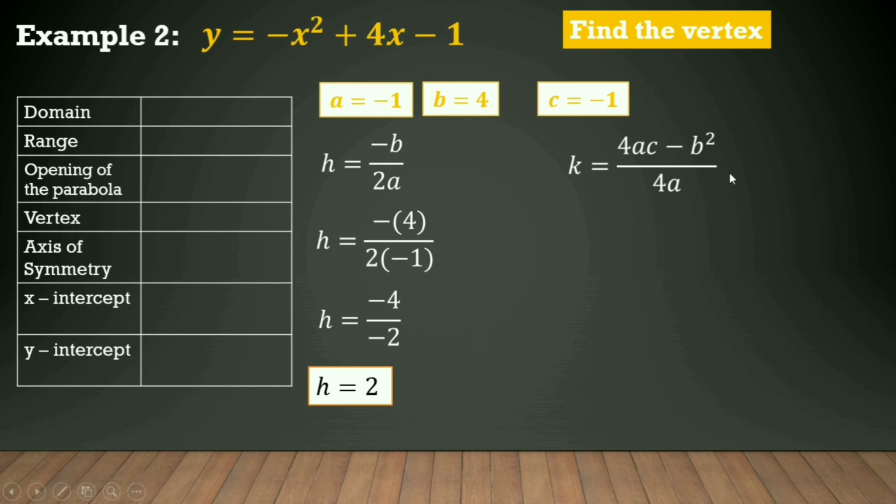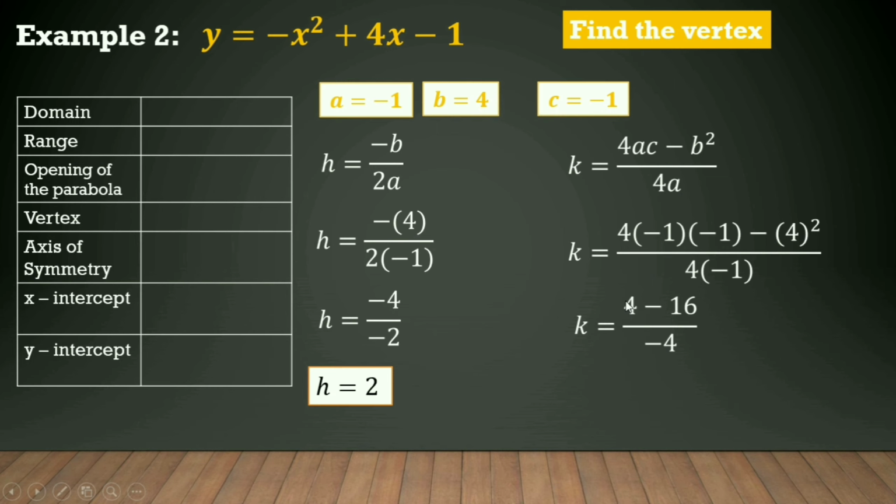Then, for K naman, ganun din, isa-substitute lang natin ang mga ito dito sa formula ng K. So, we have 4 times yung A is negative 1, times yung C is negative 1, minus, then yung B natin is positive 4, then square divided by 4 times A is negative 1. So, 4 times negative 1 times negative 1 is positive 4, then negative bring down, 4 squared is 16, then 4 times negative 1 is negative 4. 4 minus 16 is negative 12 divided by negative 4. The answer is positive 3. So, therefore, H and K or yung vertex natin is positive 2 and positive 3.